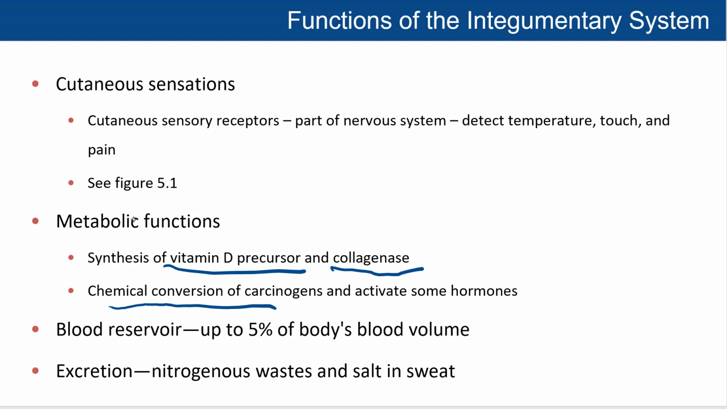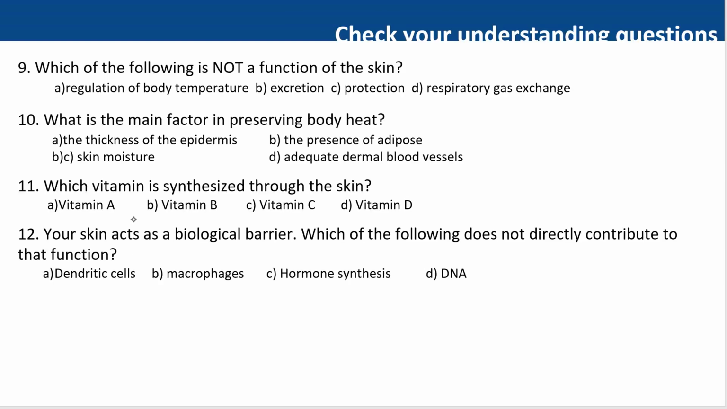Also, skin acts as a blood reservoir because approximately 5% of the blood is located in the skin. Your body eliminates a limited amount of nitrogen waste and salt through the sweat. So that's the reason our skin is also involved in excretion.